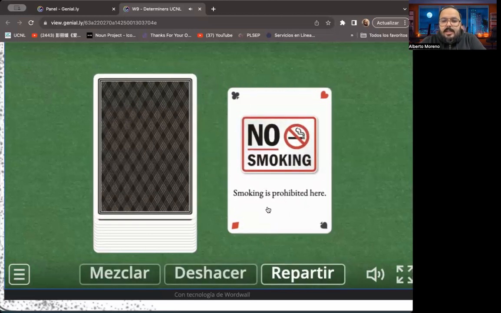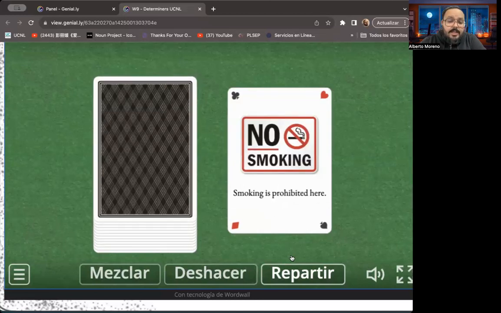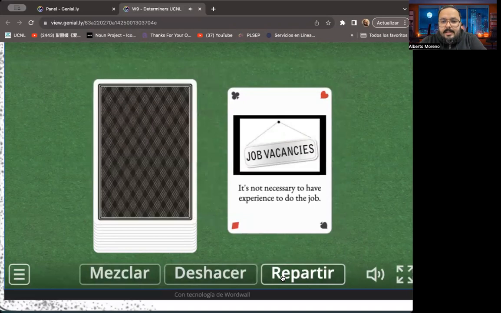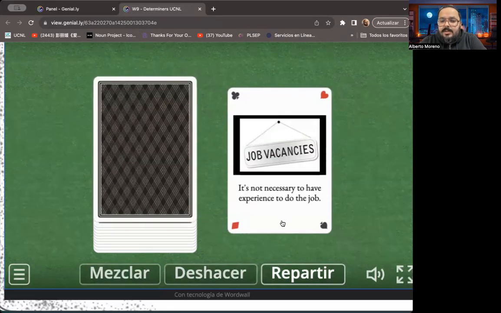Next. Smoking is prohibited here. It's obligation. In the negative sense, it's a prohibition. Next. It is not necessary to have experience to do the job. Advice? Advice or... No. Acuérdense que también vimos el don't have to, que es no hay necesidad de, y que es parte de los de obligación. Entonces, en todo caso sería obligation.